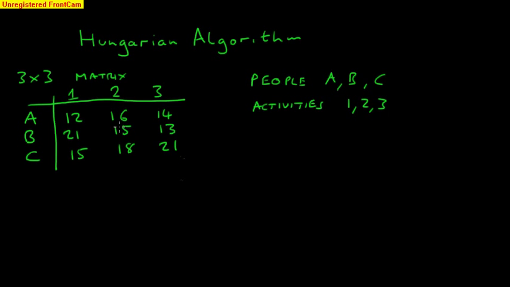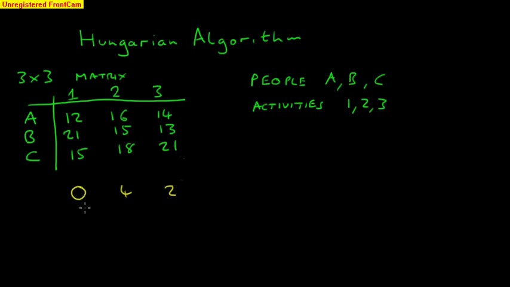Before I can use the Hungarian algorithm, I'm going to make the numbers smaller, and I'm going to do that using row reduction. That means I'm going to look for the smallest number in each of the rows. So to start with, the first row, 12, 16, 14, the smallest number is 12. I'm going to take 12 away from everything in that row, and that will leave me with 0, because 12 take 12 is 0, 4 and 2.